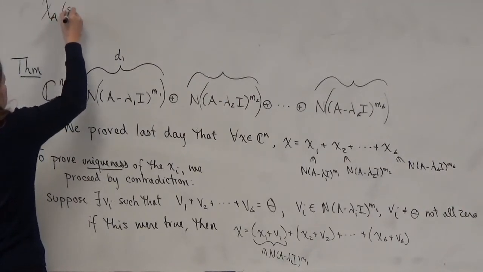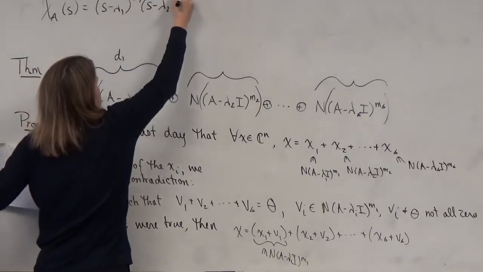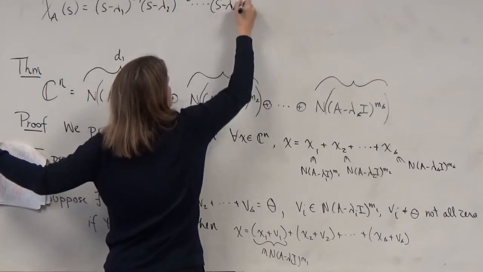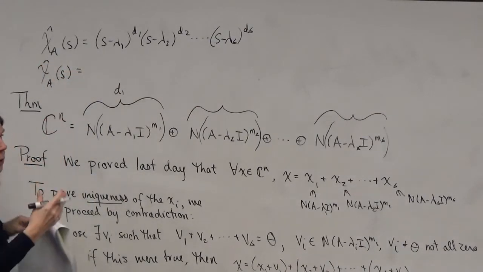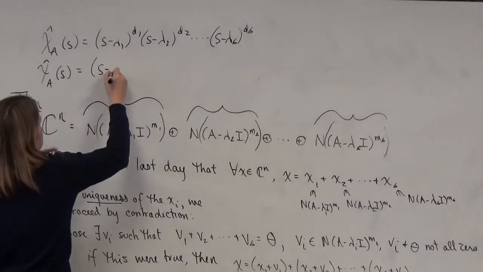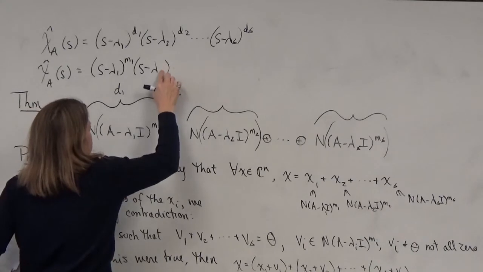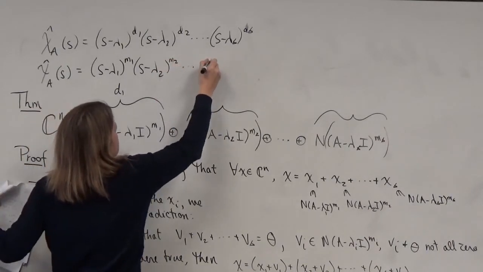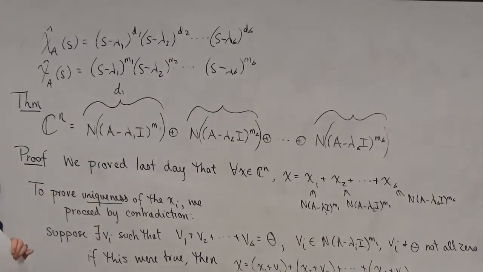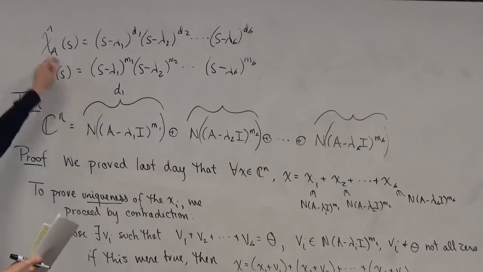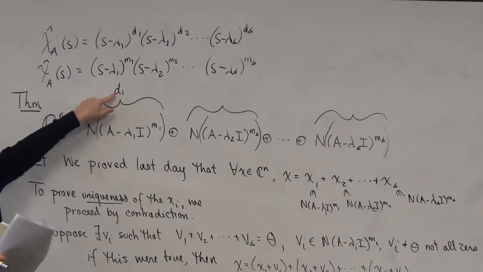The characteristic polynomial chi hat A of s is equal to (s minus lambda 1) to the d1, (s minus lambda 2) to the d2, all the way up to (s minus lambda sigma) to the d sigma. And the minimum polynomial is the polynomial of least degree which evaluates to 0 on A. We proved last day that it has to have this form, with all the same factors as the characteristic polynomial. It's just that the multiplicities, these m_i's, are less than or equal to the d_i's. This is the multiplicity of lambda i in the minimum polynomial, and that's the multiplicity of lambda i in the characteristic polynomial.